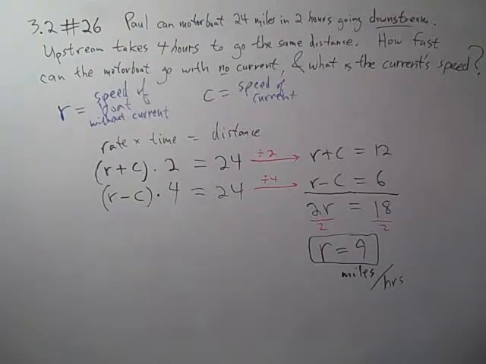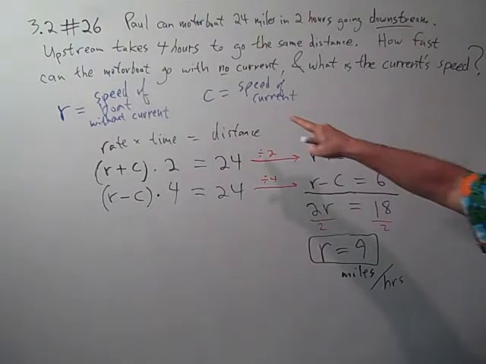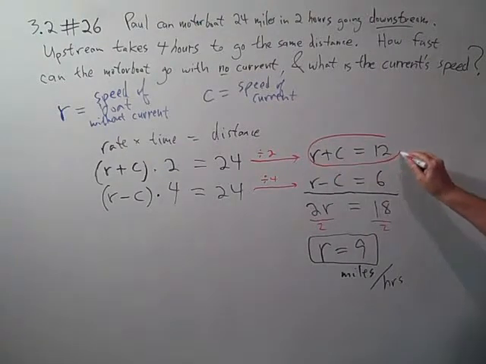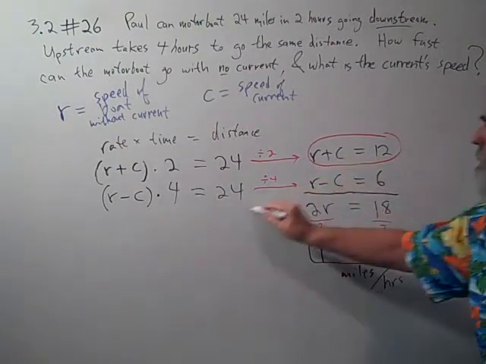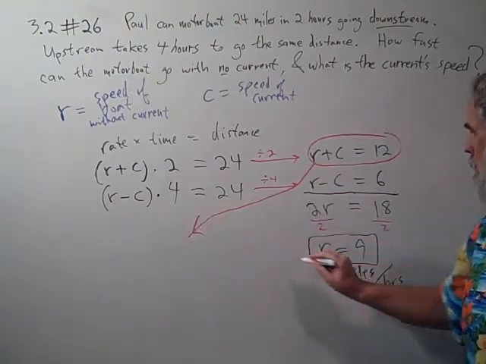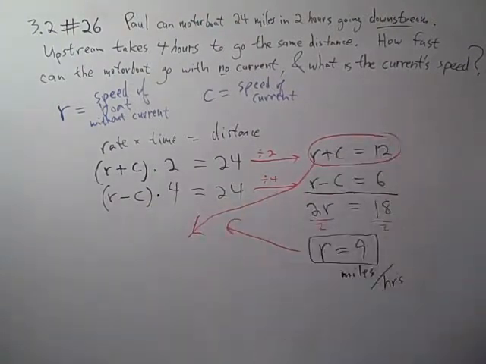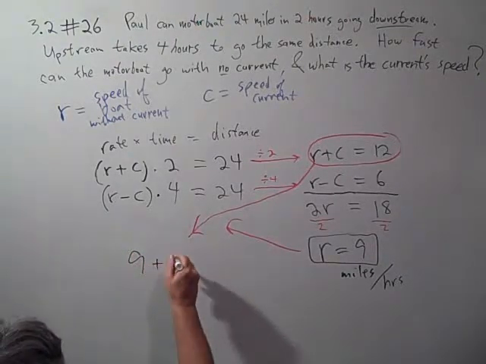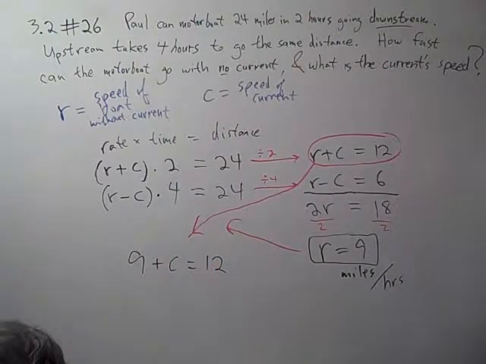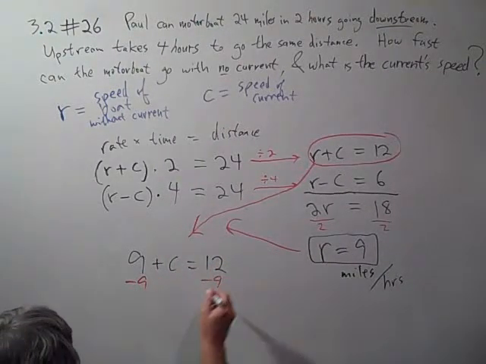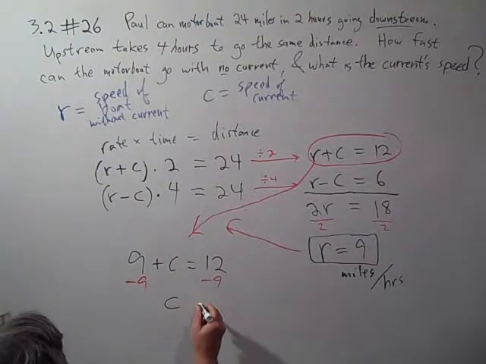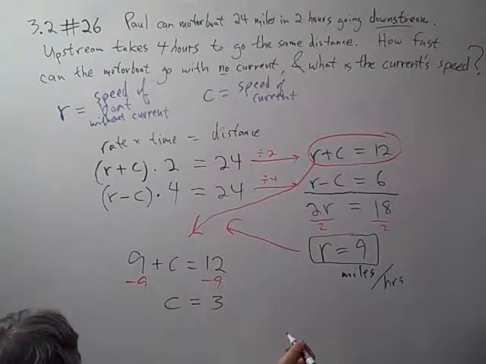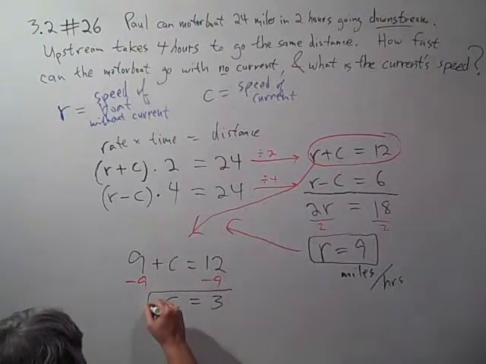Okay, that's the speed of the boat in still water, but what's the speed of the current C? We can use any of the earlier equations to find C. This looks like the best one to use, the simplest one. So using this equation, along with this result we just found, we then know that R plus C is 9 plus C is 12. Take away 9 from both sides, and you find that C, the speed of the current, is 12 take away 9 is 3. And that's miles per hour.